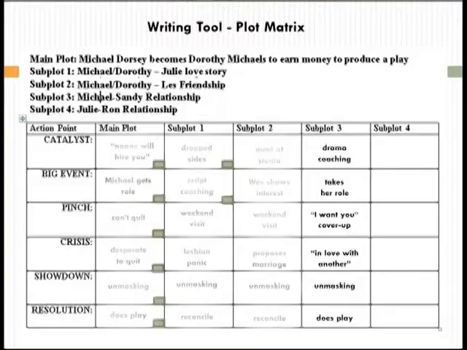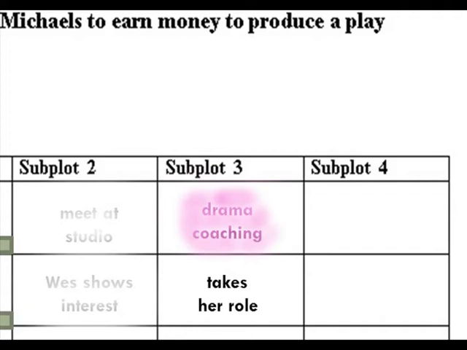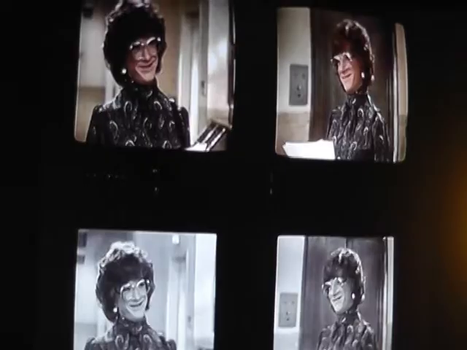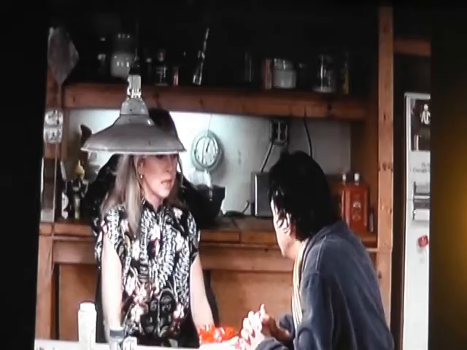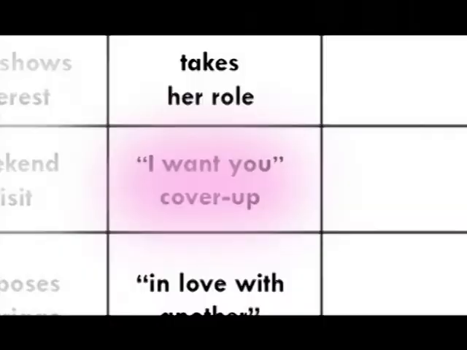Then there's the Michael-Sandy relationship. Sandy is an actress who Michael works with as Sandy's drama coach. And in addition, he coaches her for the role Dorothy Michaels actually gets. Michael can't tell her about it because she's already somewhat neurotic to begin with. And if he tells her that a man got the role that she'd wanted, it would probably send her over the edge. In addition to that, he gets caught almost trying on one of her dresses.